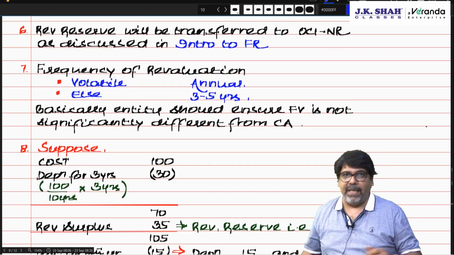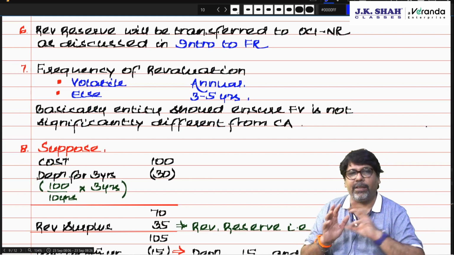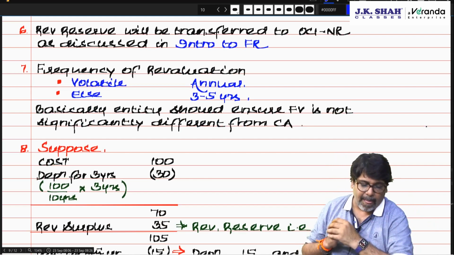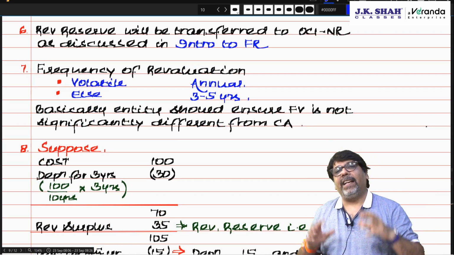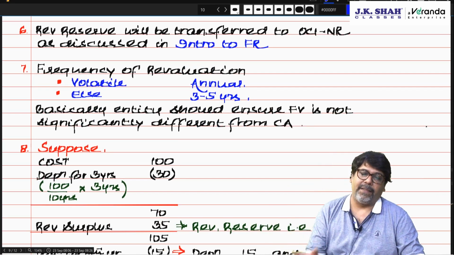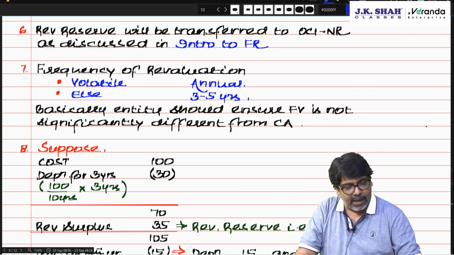Revaluation reserve will be used when the asset is sold. Revaluation reserve is shown in OCI, non-reclassifiable. Correct? When the asset is sold, you will transfer the balance of revaluation reserve to retained earnings.